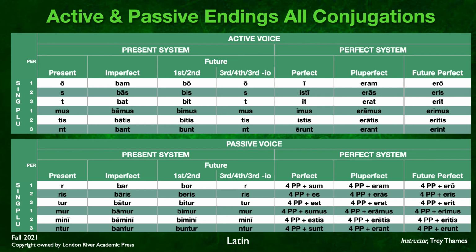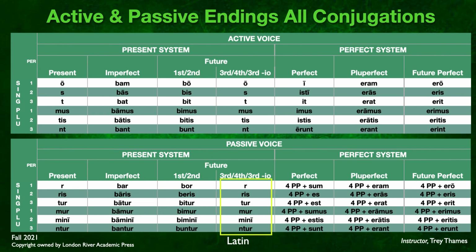And the perfect system, of course, uses the fourth principal part plus a form of sum for perfect, or a form of eram for pluperfect, and a form of ero for future perfect. And so that's just a way of, I guess I was supposed to walk my way through it here as I did these endings. That's all right.